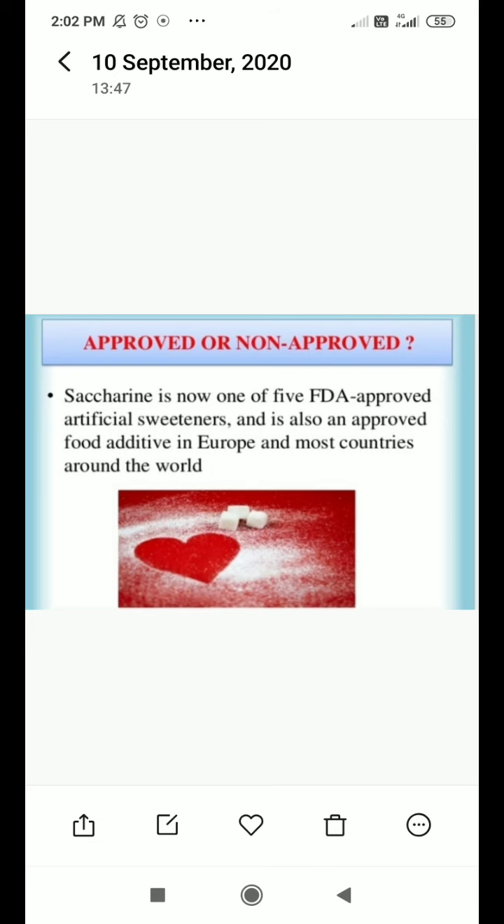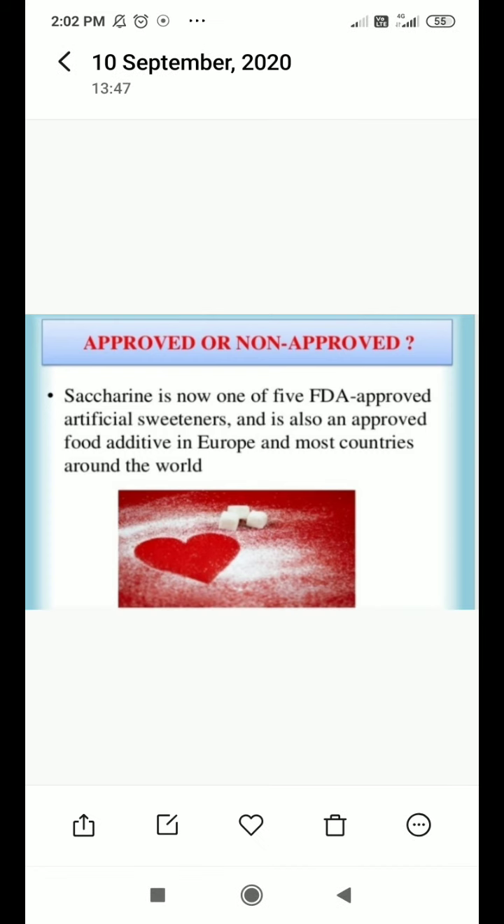You can see saccharin is now one of 5 FDA approved artificial sweeteners and is also an approved food additive in Europe and most countries around the world. Means FDA has approved saccharin as an artificial sweetener. You can use this artificial sweetener in different formulations, like medicines, drugs, food products and beverages. So FDA has approved this particular sweetener, saccharin.